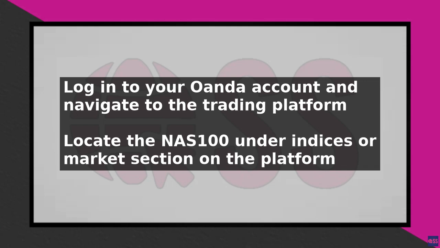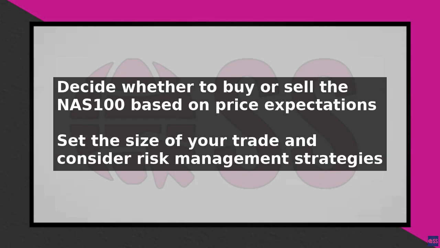A stop loss is an order to close your trade if it reaches a certain price, and it can help limit your losses if the trade does not go in your favor. A take profit is an order to close your trade if it reaches a certain price, and it can help you lock in your profits if the trade is successful.